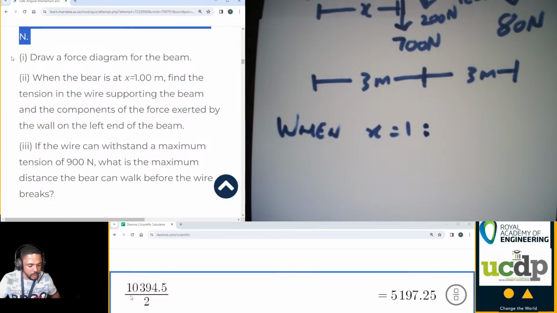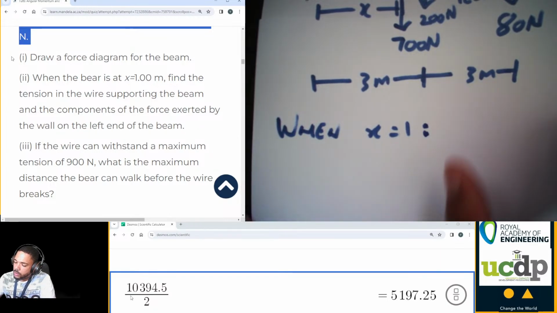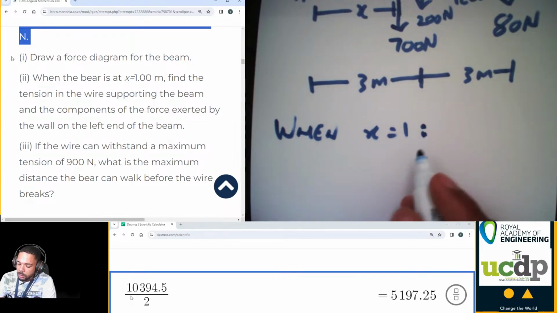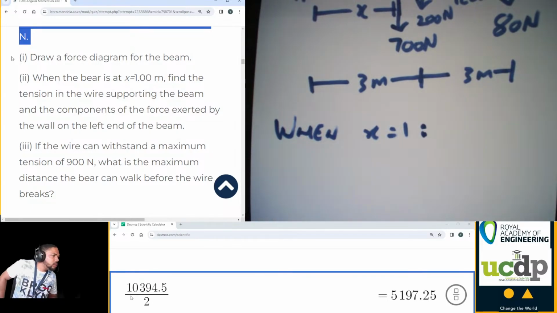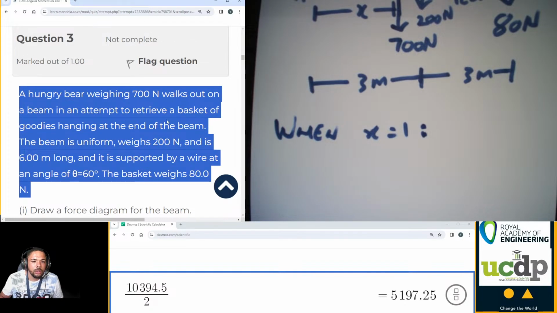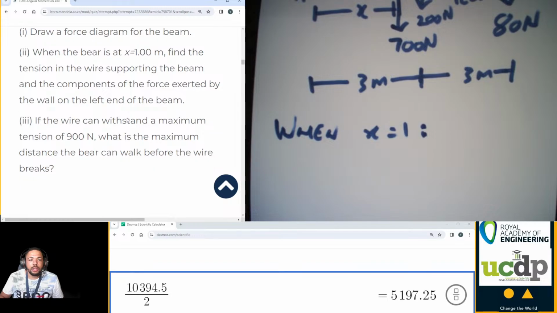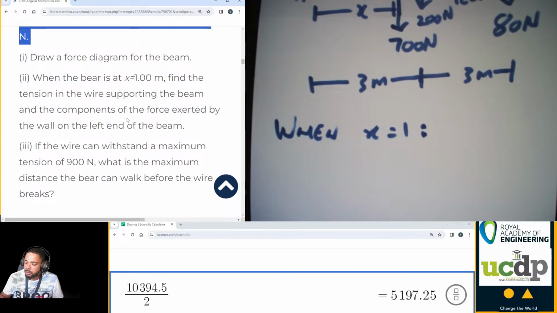How do we go about finding T? We know that this beam is supporting the system. The beam is uniform, weighs 200 newtons and is 6 meters long, and is supported by a wire at an angle of 60 degrees. The basket weighs 80 newtons and there's a hungry bear on it. And we assume that this beam is not moving. Okay, the beam is still.